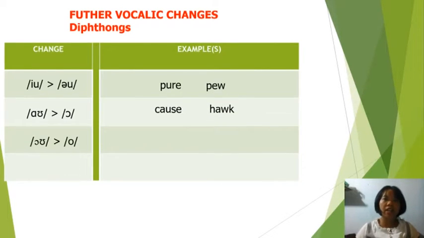The next change is that the diphthong O as in no was monophthongized to new, or blow became blower. Last but not least, we have the change of A to E. For example, day became day and dries became dray.